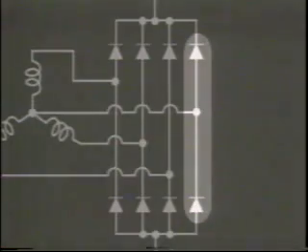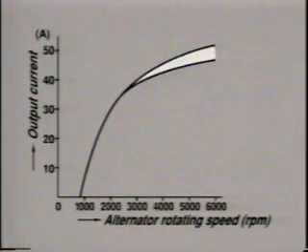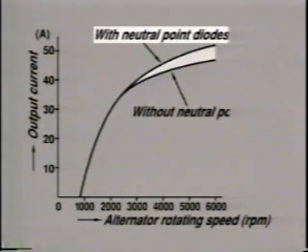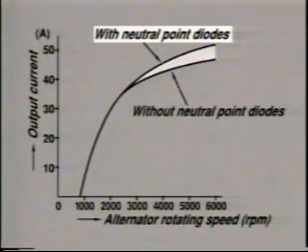These two diodes are called neutral point diodes. When the rotation of the alternator exceeds about 2000 RPM, the output at the neutral point becomes higher than the alternator output voltage. These diodes use the excess voltage to raise the output of the alternator by 10 to 15%.